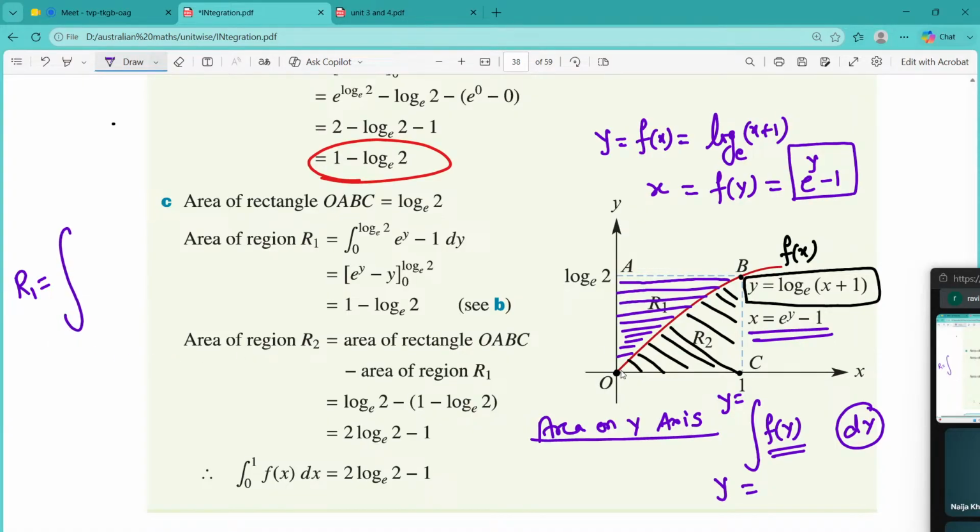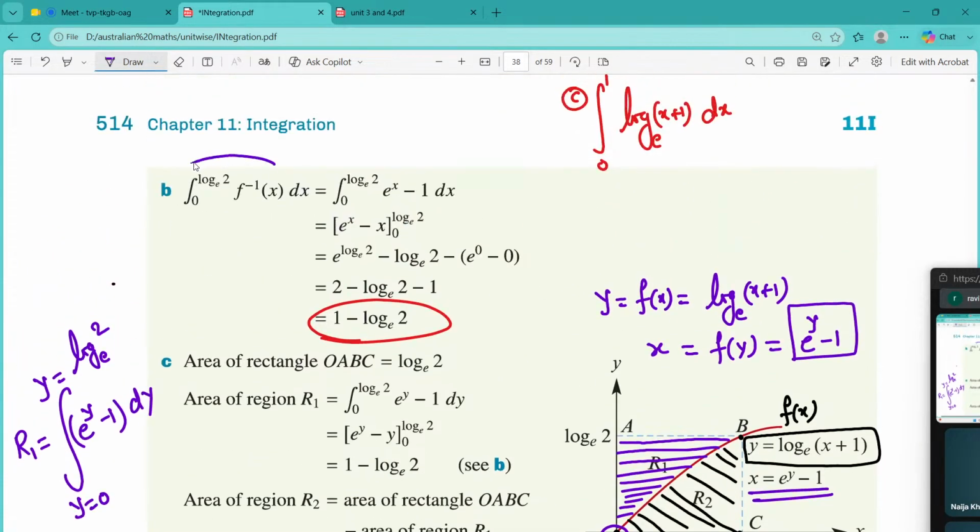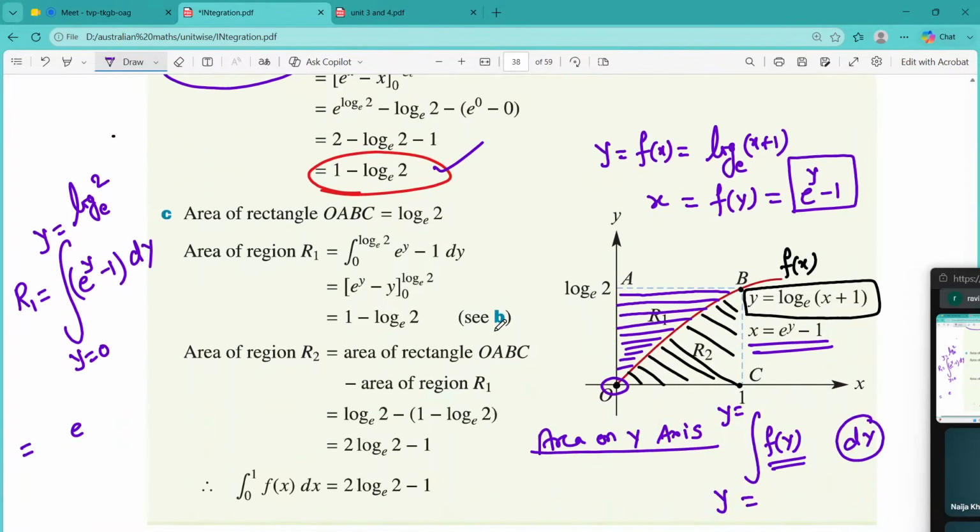Where to where? Your knife will start from y equals 0 to y equals log e 2. Am I right? And f of y is e raised to power y minus 1 times dy. So you will get this R1. Can you integrate this? This is a very simple integration. I think we have already integrated this, the same thing we have done. That's it. So this is 1 minus log e 2.